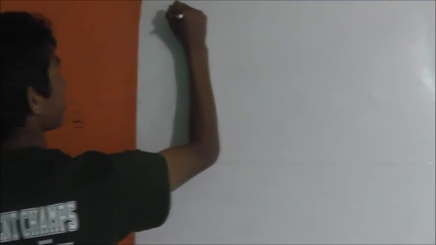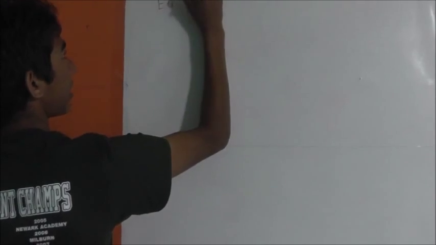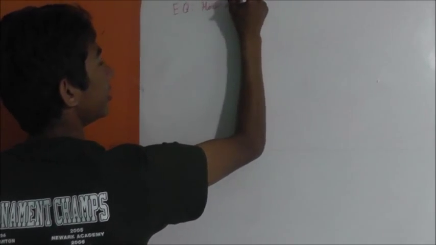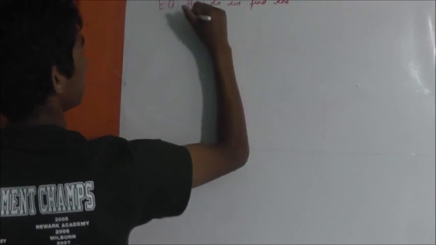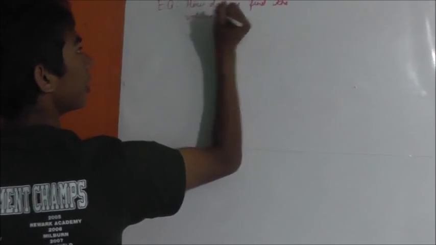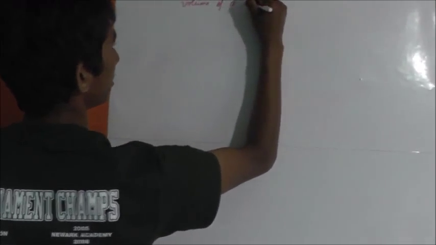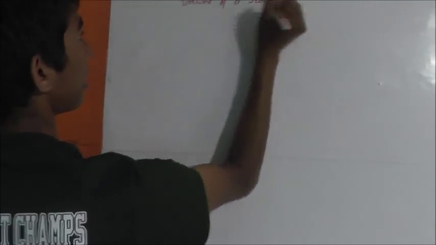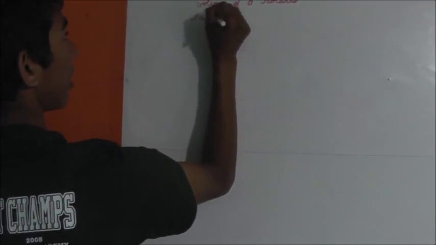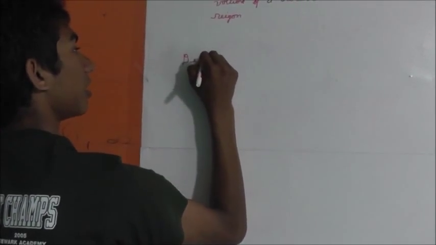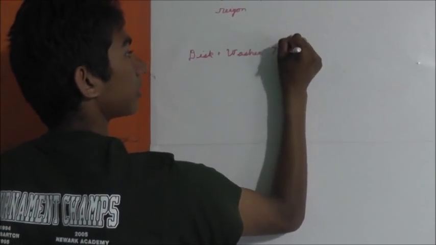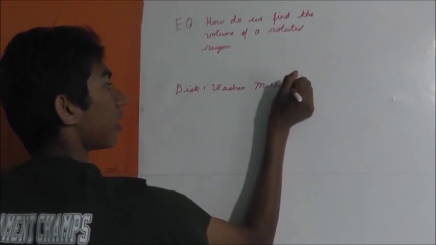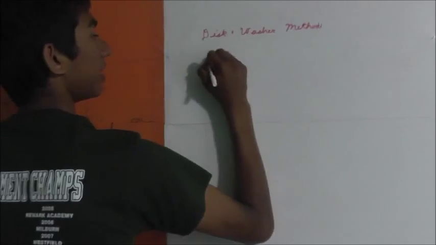Okay, so our essential question for today is how do we find the volume of a rotated region? There are two main methods that we'll go over. Number one is the disk and washer method. And number two is the shell method.